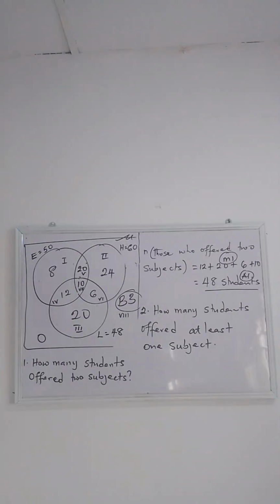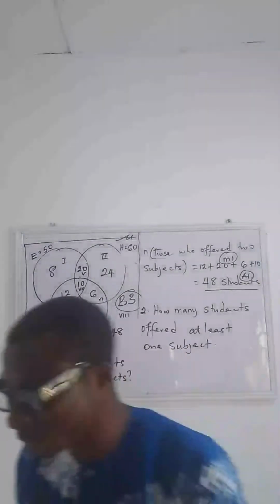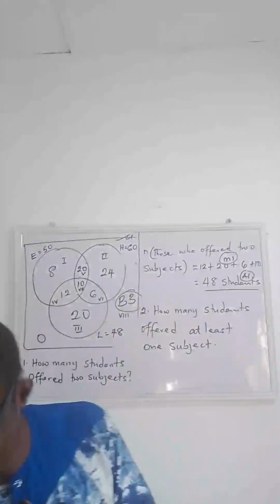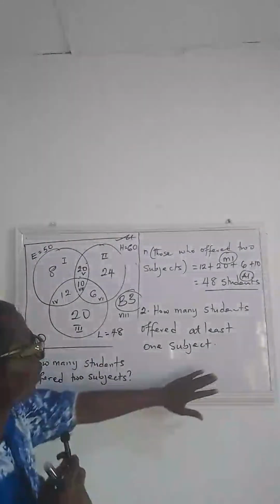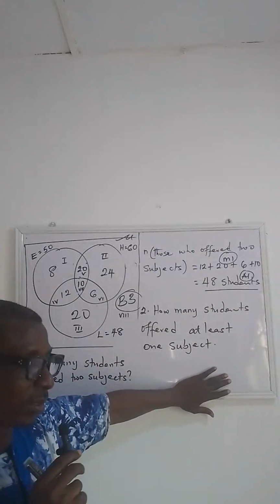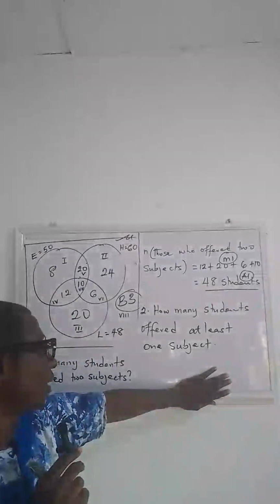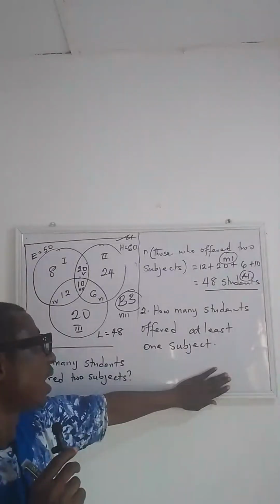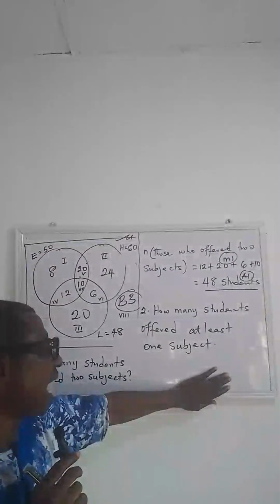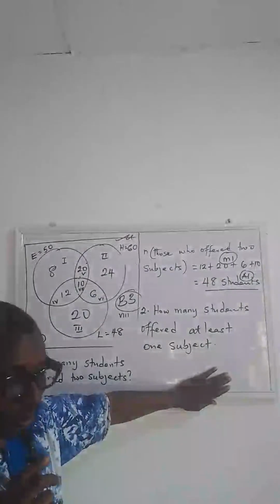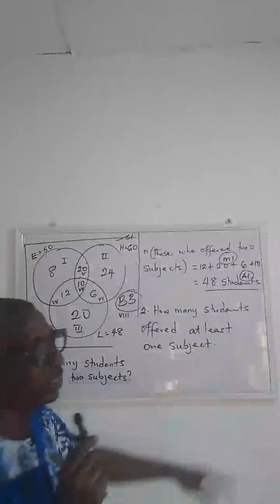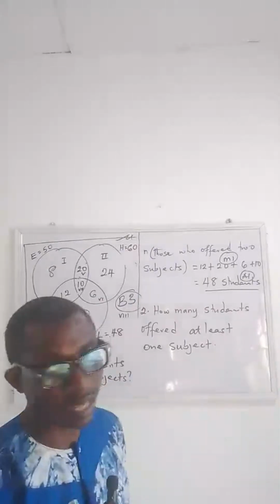Okay, all right, that's very good. Yes, a lot of us are trying. I'm expecting a 100% correct response. Now let's look at it together. How many students offered at least one subject? See, this question is very simple. You may not even need to write anything.